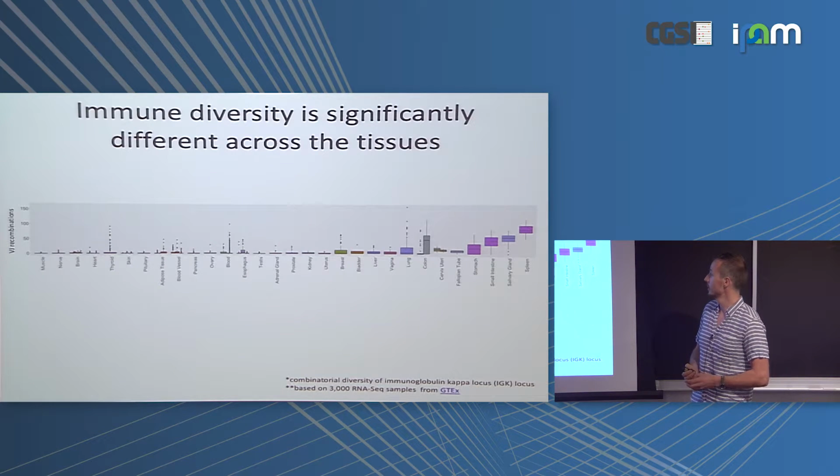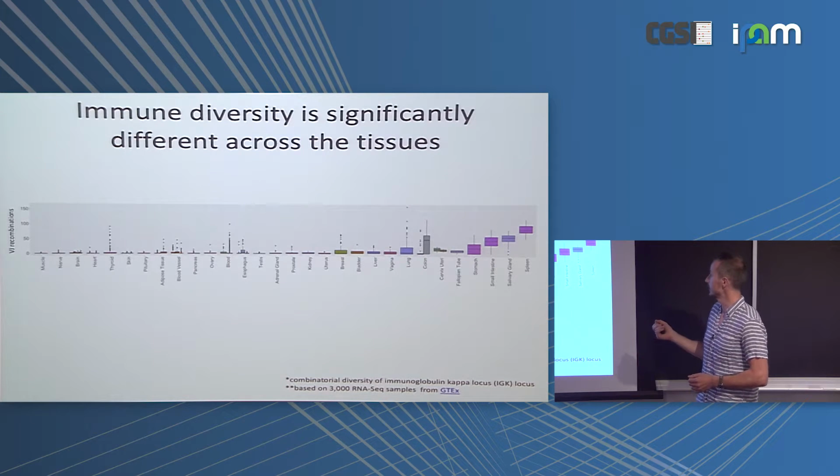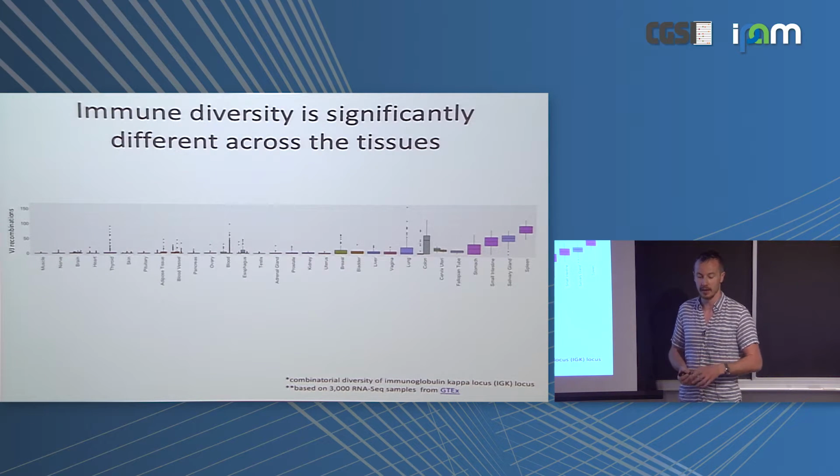Given that, we look across all the GTEx tissues. The y-axis stands for the number of VDJ recombinations per tissue, and we see the highest number of VDJ recombinations per sample in the spleen, followed by salivary gland and small intestine, which was actually designed by the GTEx to be a lymphoid tissue, just because the part of the small intestine which was taken was in close proximity to the lymph node.